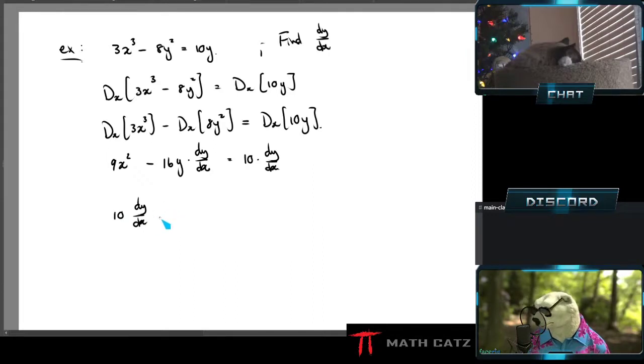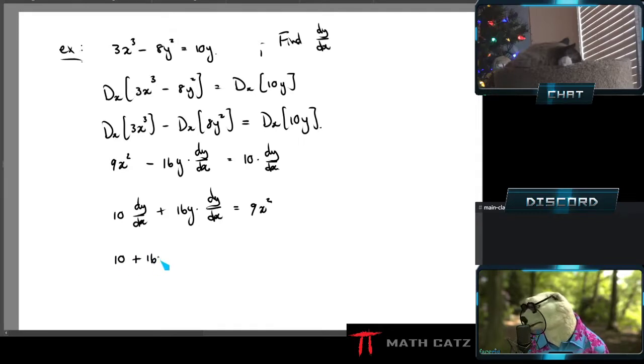Plus 16y dy dx. And I have 9x squared left. This guy moves to the other side, then that becomes my new left side. So I have 10 plus 16y times dy dx, taking it out as a common factor. I just like to write it at the end.